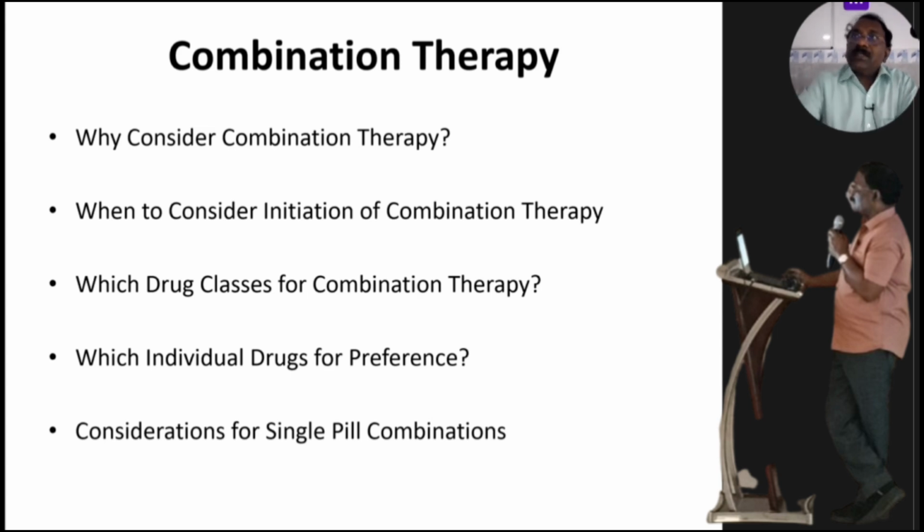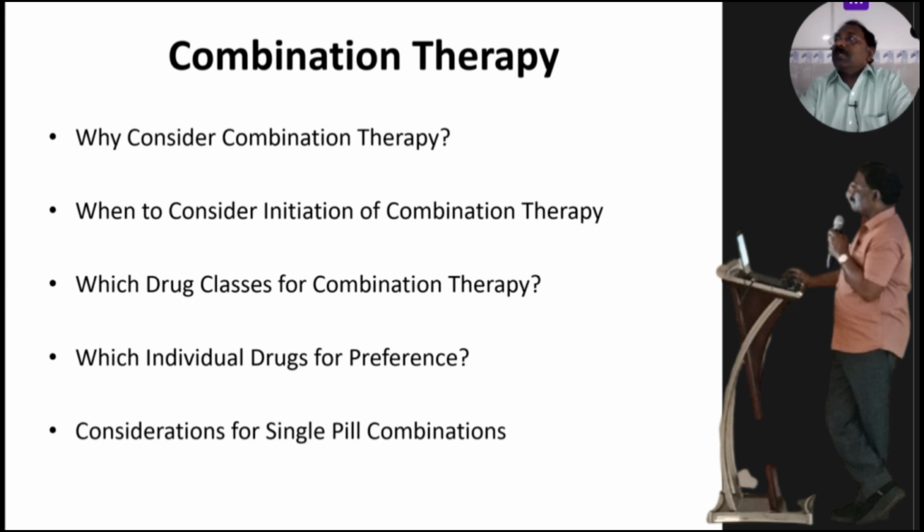So stage 2 means the systolic blood pressure is more than 160 and the diastolic blood pressure is more than 100. Stage 3 means systolic more than 180 and diastolic more than 110. So 80 to 90% of hypertensives, their average blood pressure, systolic is more than 160 and diastolic is more than 100. So where monotherapy is not sufficient, you have to go for combination therapy. So this is the way.